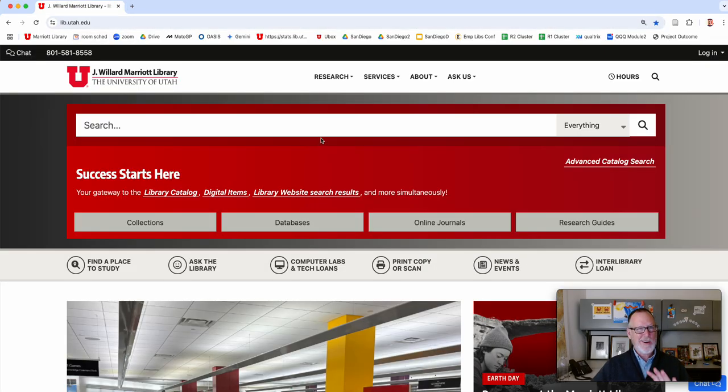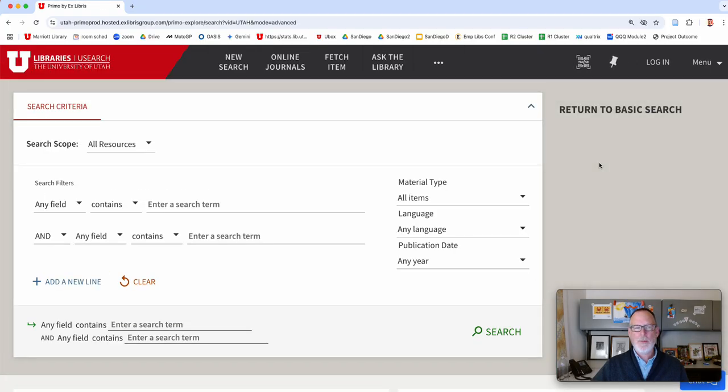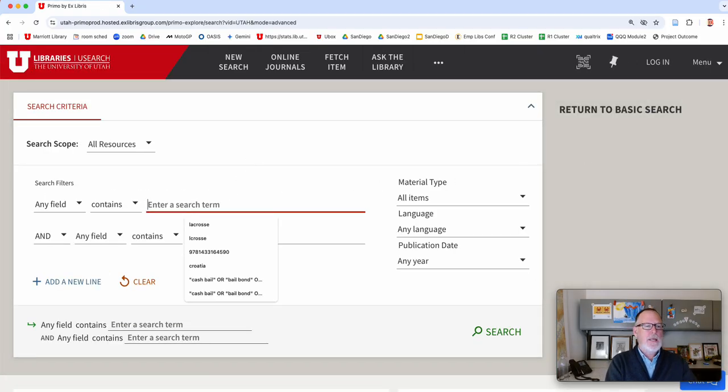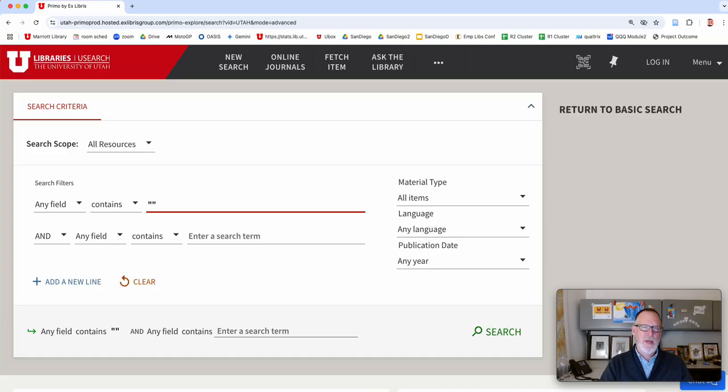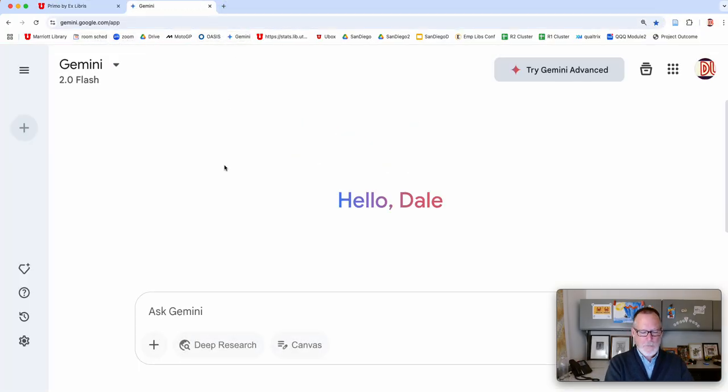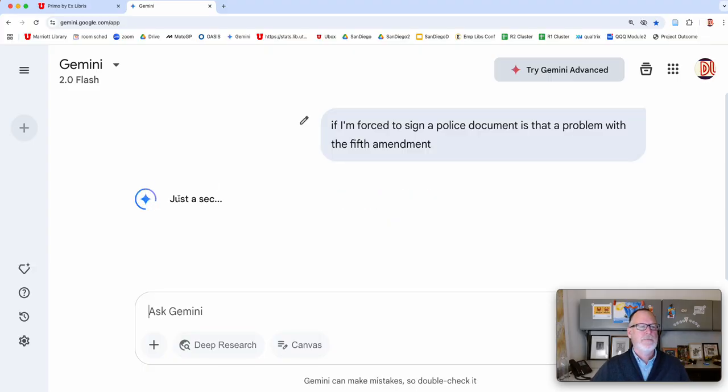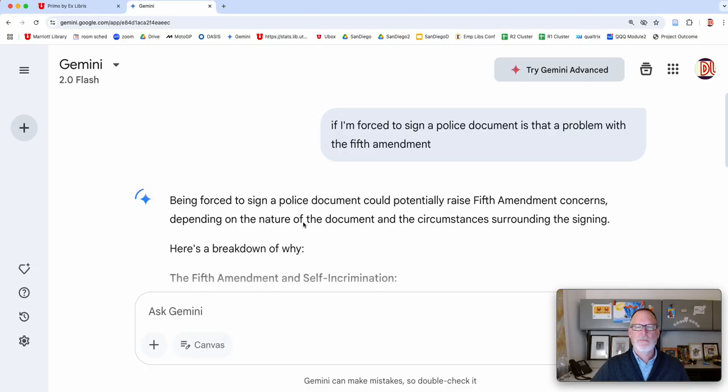To start out with, the library catalog is a great place to start, but I would say also figure out the names of the amendments. You can use the open web and you can use AI to help with that. For example, if you go to Gemini, and ask, if I'm forced to sign a police document, is that a problem with the Fifth Amendment? Oh, there we go.